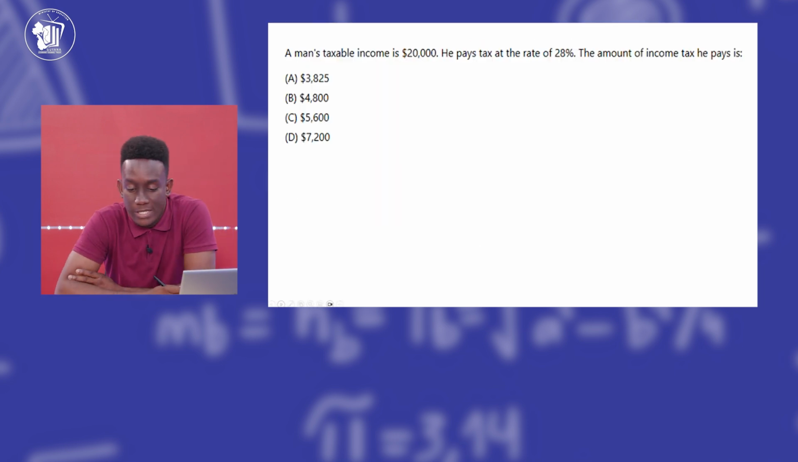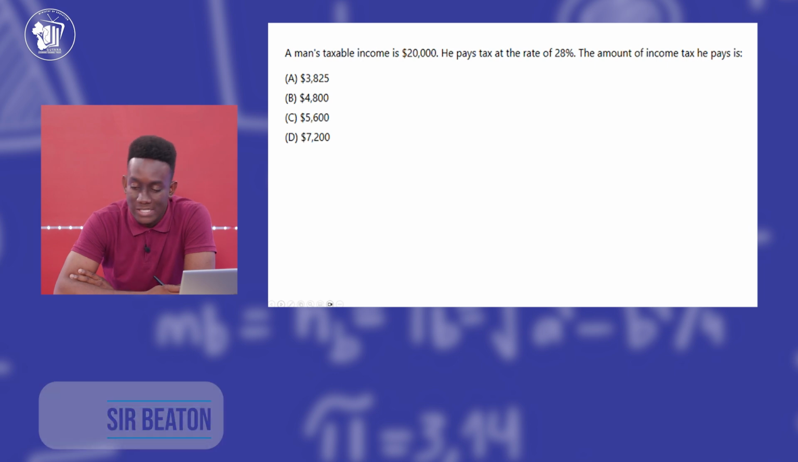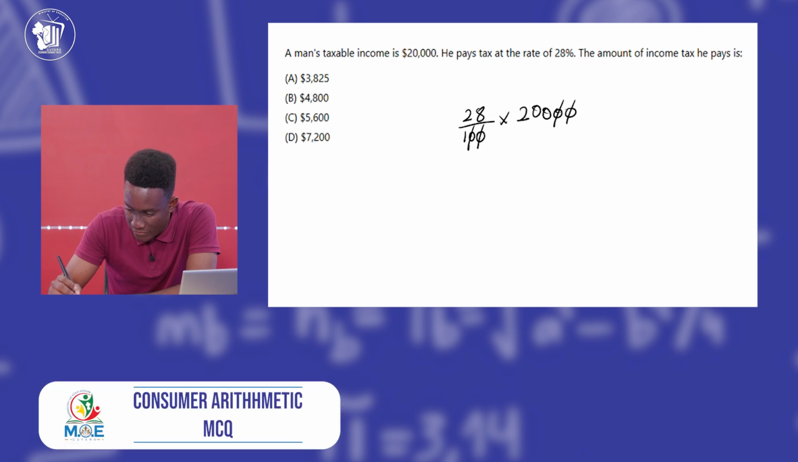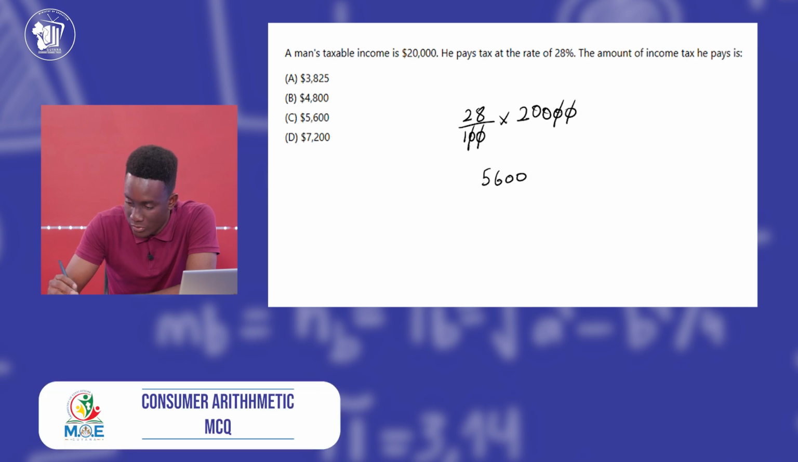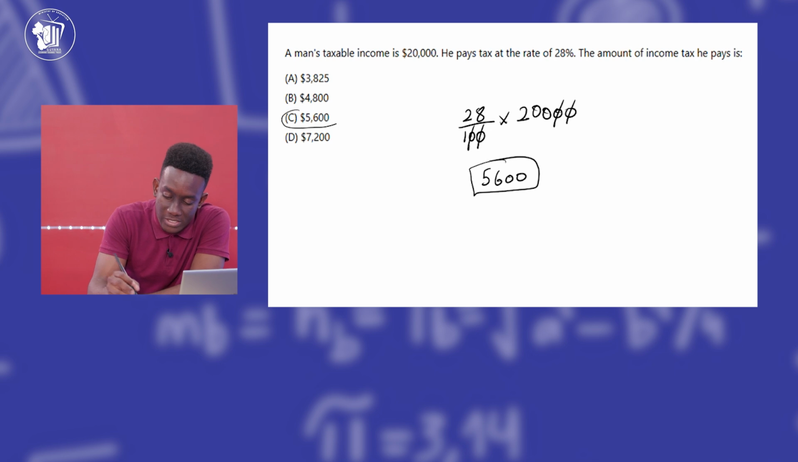So the next question says, a man's taxable income is 20,000. If he pays tax at a rate of 28%, the amount of income tax he pays is, so we see it's 28%, so it's 28 over 100 multiplied by his taxable income, which is 20,000. So this 0 goes with that 0, this 0 goes with that 0. 28 times 2 would be 56, it's 5,600. 28 times 200 is 5,600. So the amount of income tax that he will pay would be 5,600, which is simply C.